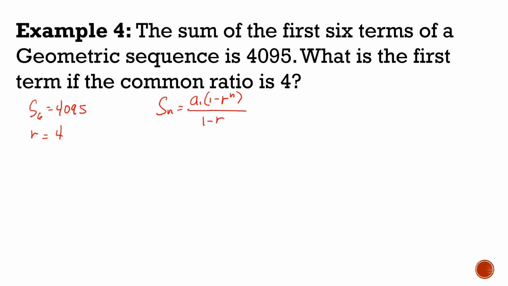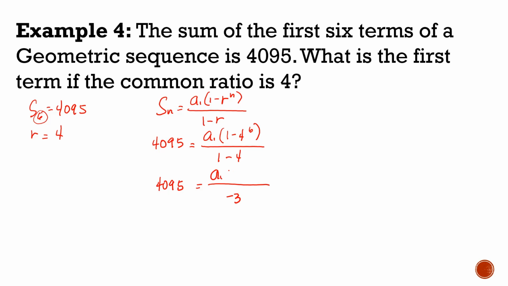The sum of the first 6 terms is 4,095. Our first term we don't know. We need to solve for that. So 1 minus r raised to n, which is 6. Why is it r? It should be 4. 1 minus 4. So there, that's our n, the 6. So this is 4,095 equals, this is negative 3, a1 times 1 minus 4 raised to 6.